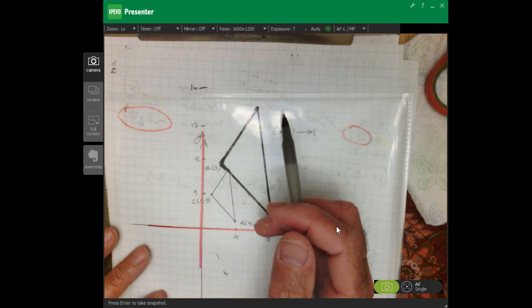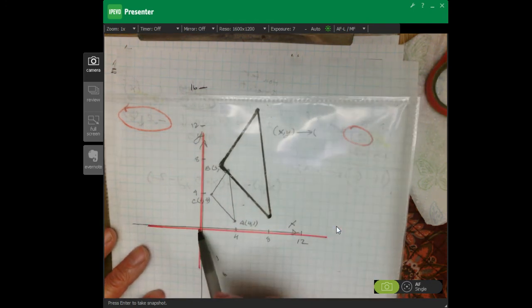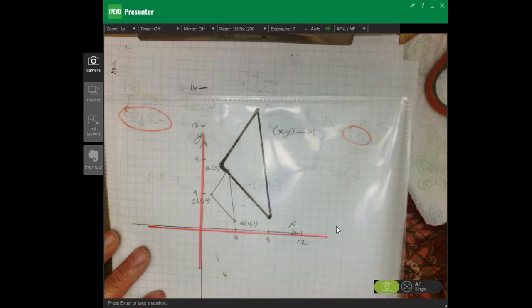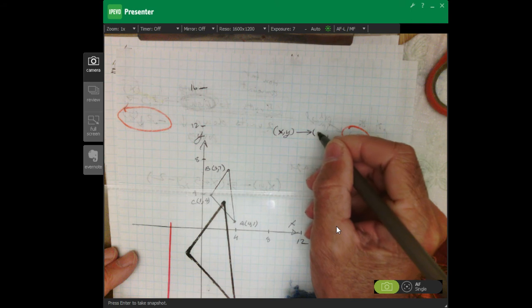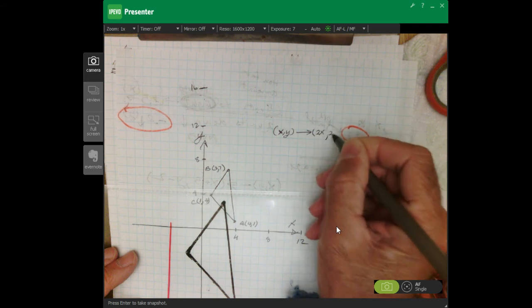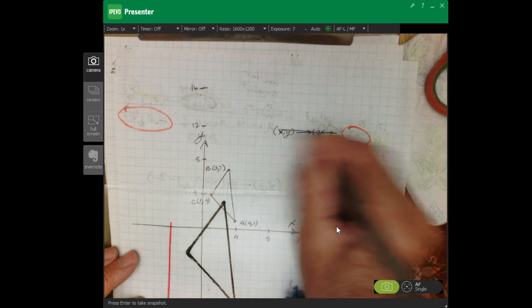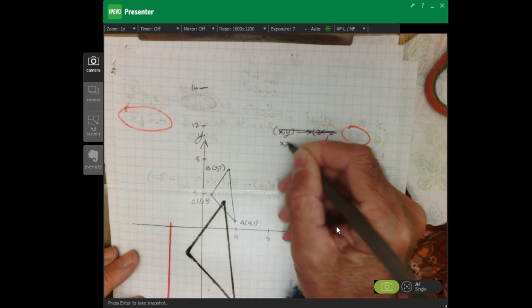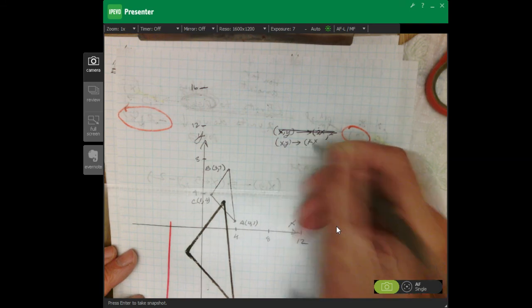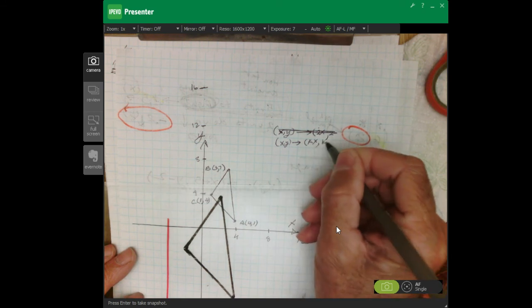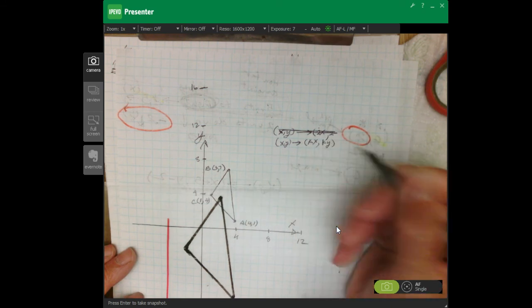Now this one was dilated with respect to the origin. All of the dilations we will be doing will be from the origin. When you dilate using a constant of dilation, what will happen is you will multiply the x coordinate and the y coordinate by the same constant. So whatever you multiply x by, you'll multiply y by the same value.